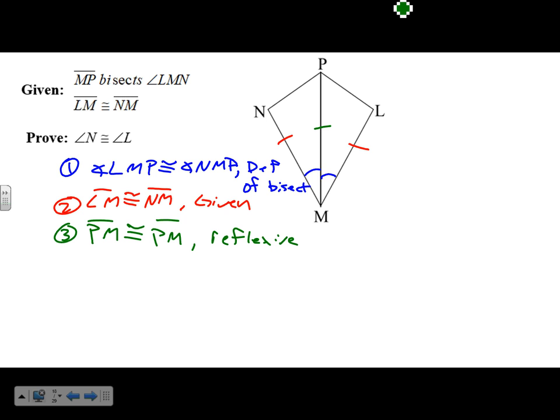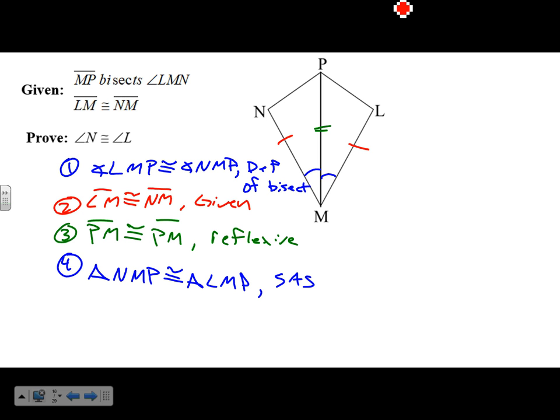So now I know the three things. I know two sides and an angle. Hopefully they're in the right order. And they are. Side, angle, side is exactly what we want. So triangle NMP is congruent to triangle LMP. And I know that because of side angle side.